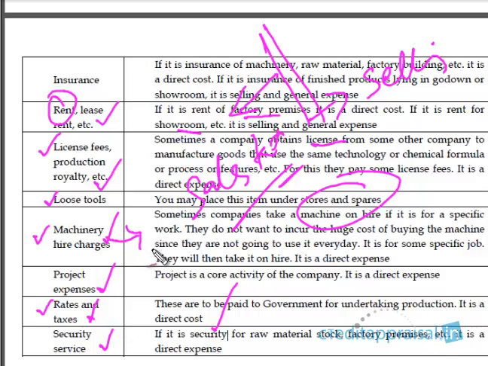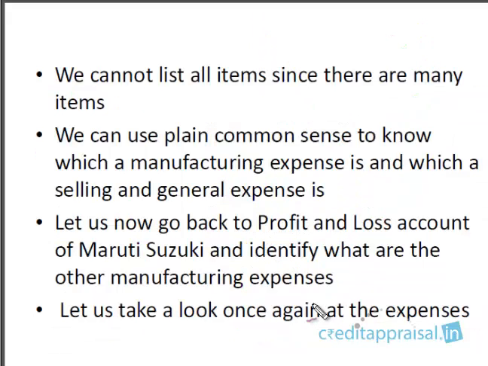Security service. Well, if the security is for safeguarding the raw material and the factory premises, it will be a direct expense. If the security is for finished goods, it will be an indirect expense. So as you can see, there are many items. Usually you will find these items will be sufficient to take care of the P&L accounts which you encounter in your day-to-day job. But in case new items come, obviously you can use your plain common sense to classify whether it's a manufacturing or general expense, because the concept is very clear: whether the expense was incurred before the product was manufactured, or once the product was manufactured.